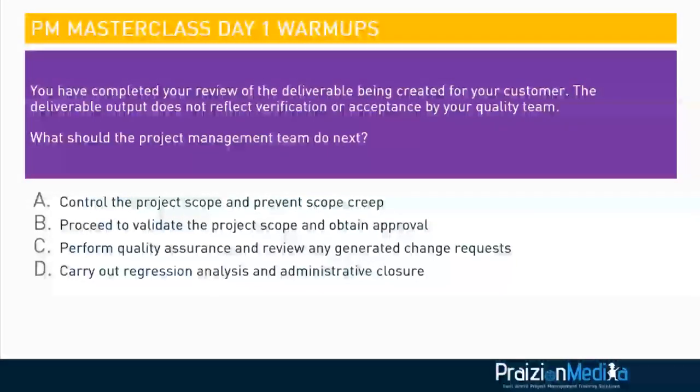Is it A, control the project scope and prevent scope creep? Is it B, proceed to validate the project scope and obtain approval? Is it C, perform quality assurance and review any generated change requests? Is it D, carry out regression analysis and administrative closure?